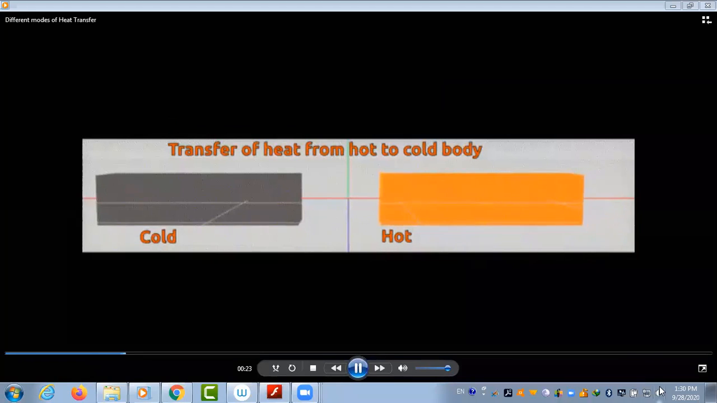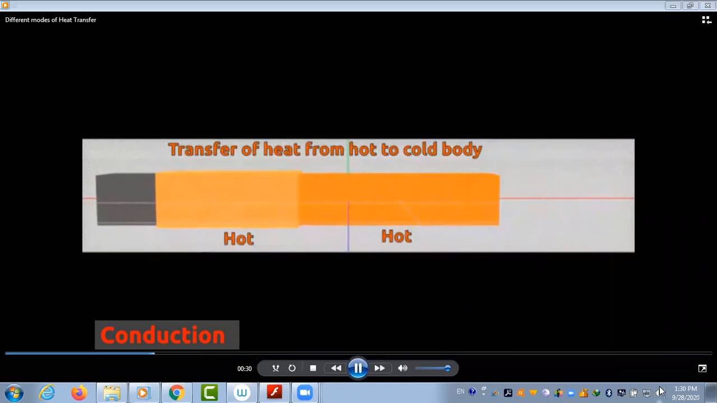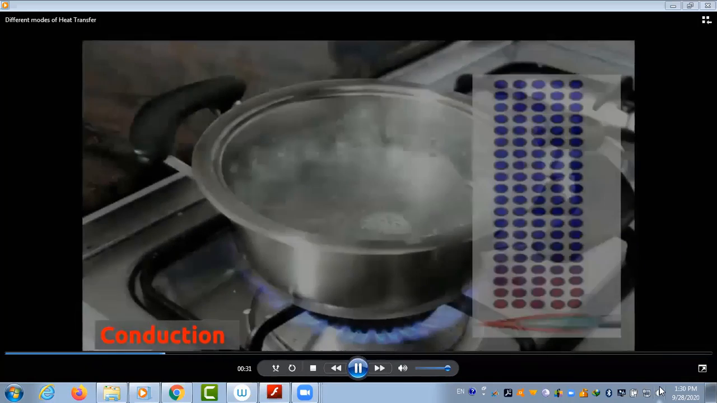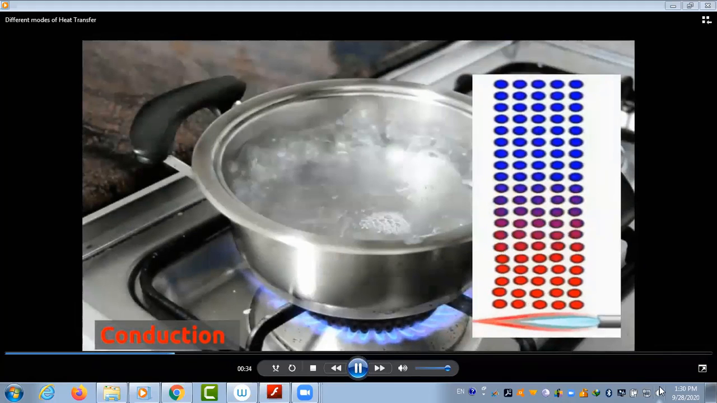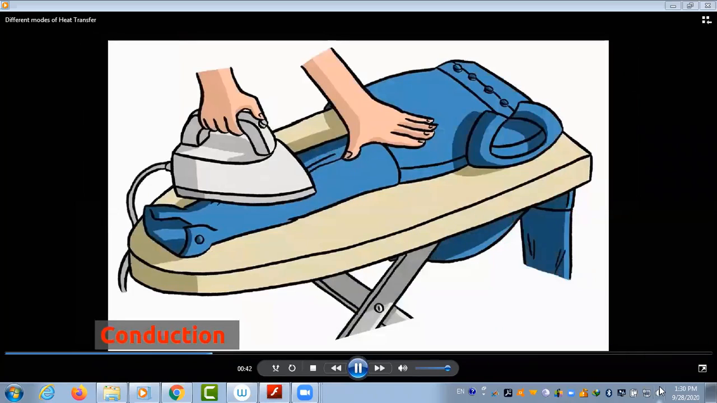When heat from one object gets transferred to another object by direct contact, it is known as conduction. For example, when we make tea, heat from the stove gets transferred to the steel pan because of direct contact, and thus this is conduction. When you iron your clothes, heat energy gets conducted to the clothes.